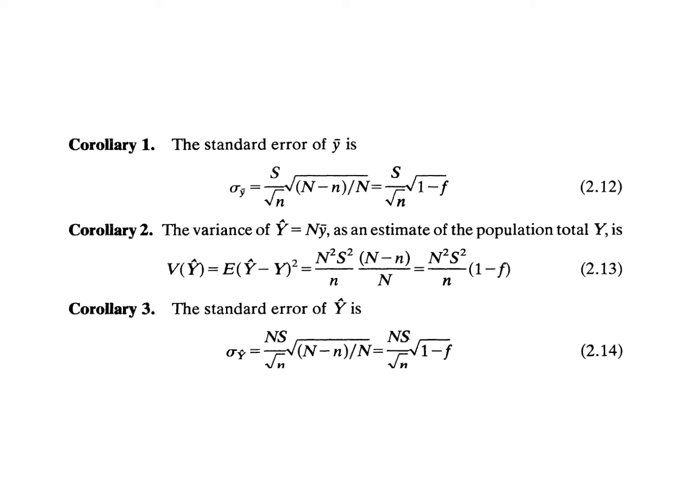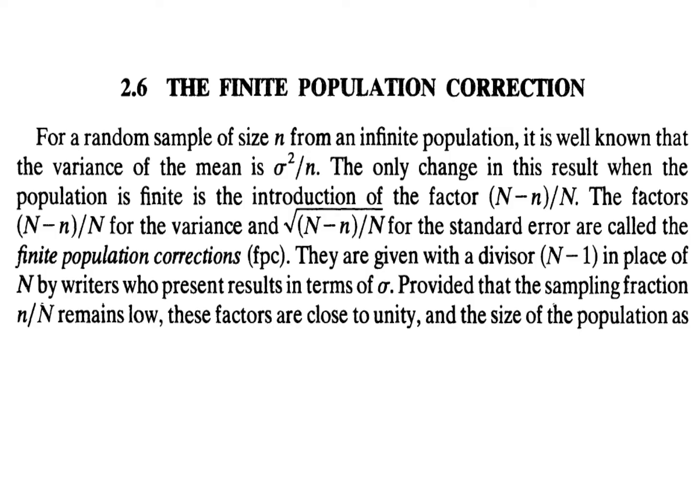Finally, the standard error of y hat is the root of the previous equation, which is equal to N times s divided by root n multiplied by root of (capital N minus small n) over capital N, which is equal to capital N times s over root of small n multiplied by root of 1 minus f. Now let's move to the finite population correction.